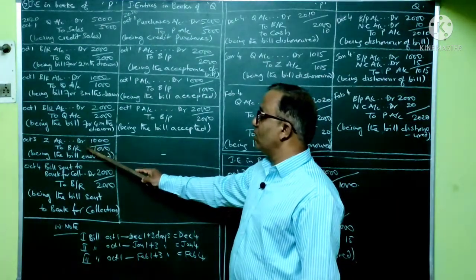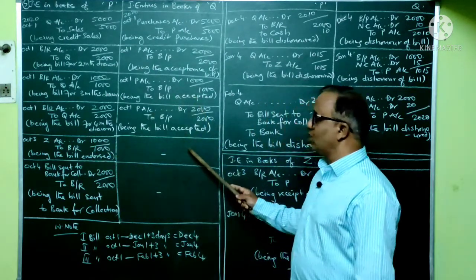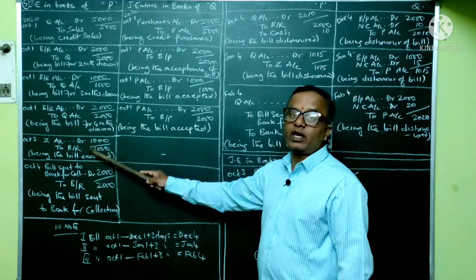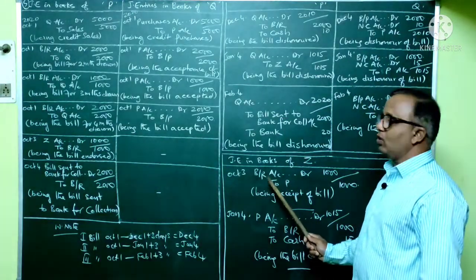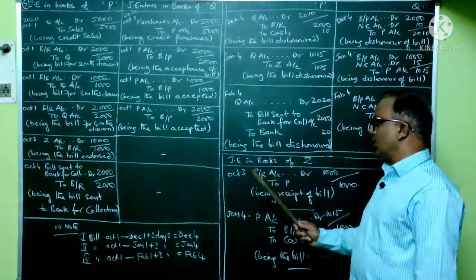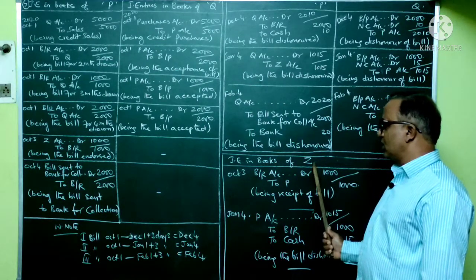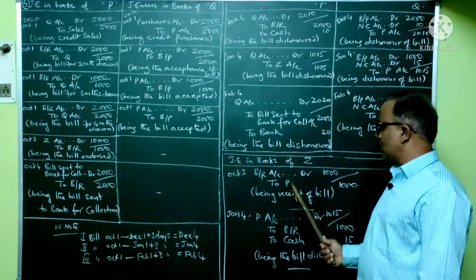So when the bill is endorsed to Z, in the books of Q, who is the drawee, there will be no entry. But at the same time, think of what entry Z will write in his books. See, think from Z's point of view: he has received the bill, which is endorsed to him by P. So from Z's point of view, bills receivable you are receiving, so bills receivable account debit to P, because P has endorsed to you.